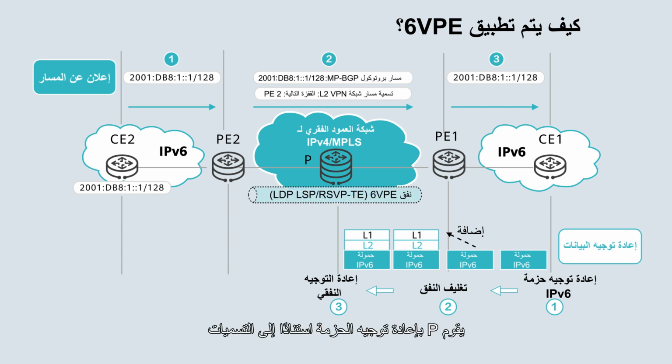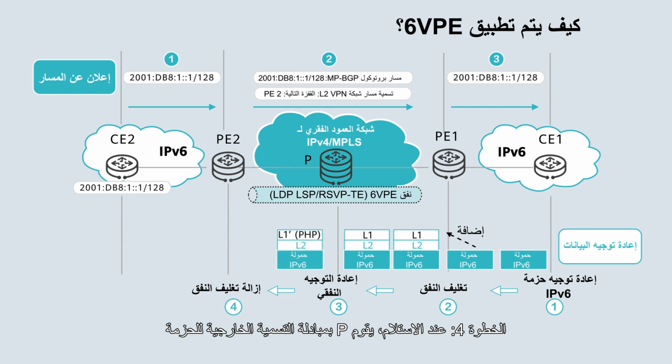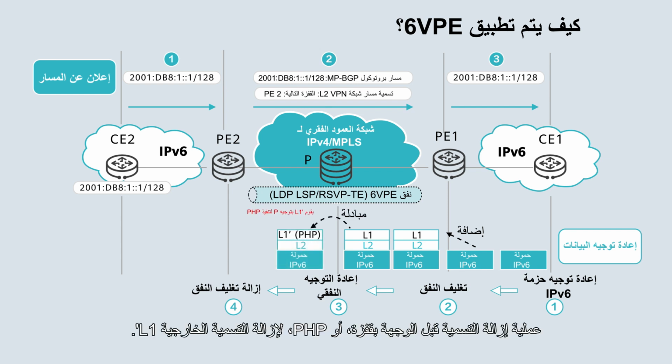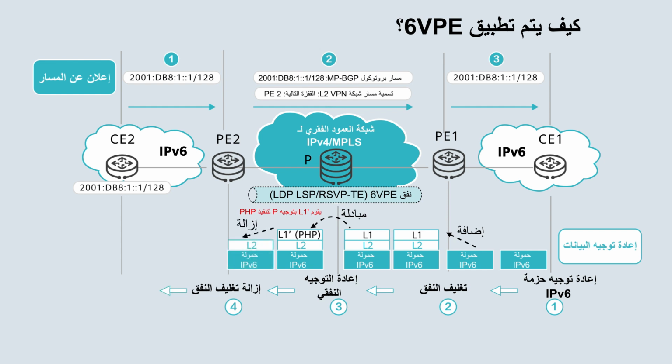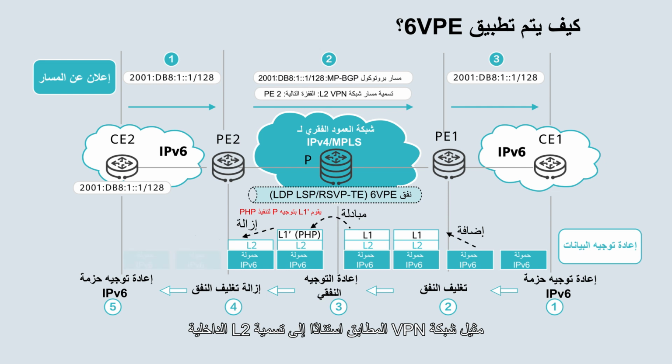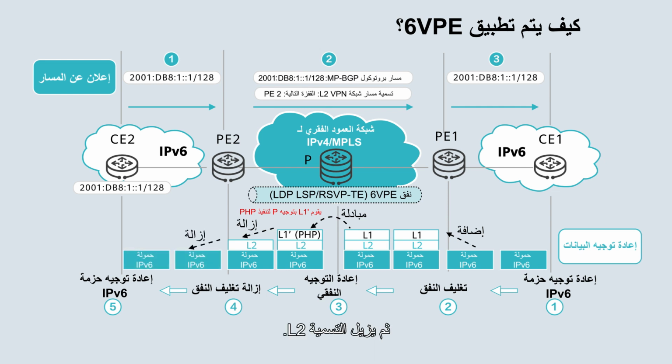P forwards the packet based on labels and is unaware of the inner IPv6 payload. Step 4. Upon the receipt, P swaps the outer label of the packet and then performs penultimate hop popping, or PHP, to remove outer label L1. Step 5. After PE2 receives the packet, it determines the corresponding VPN instance based on inner label L2 and then removes L2.